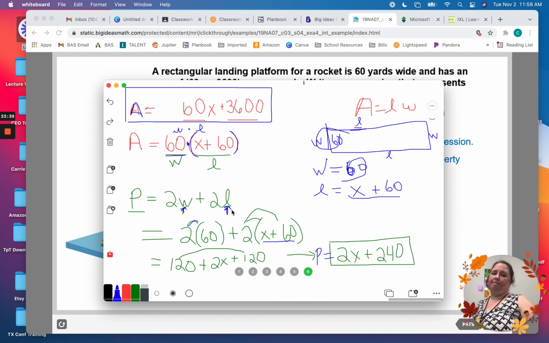So if you have any questions, let me know. What did you do to 3,600? We factored out. We divided by 60 to factor out a 60, so that's why you got 60 right here. Good question. Any other good questions?